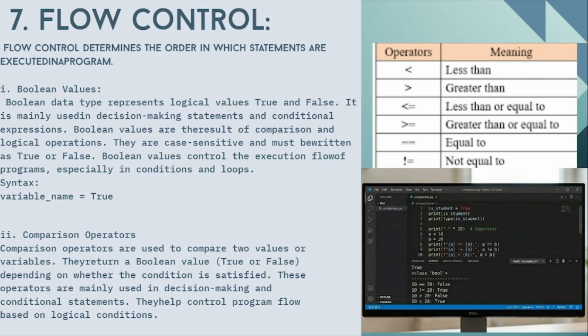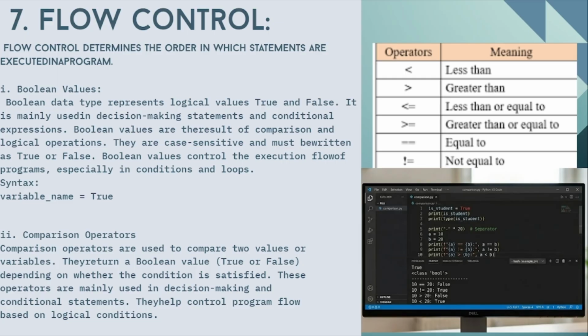If I print is student, the output will be true. Here you can see a is equal to 10, I assigned a value as 10. If I print a is greater than b, then it will return false, because a is not greater than b. That is only boolean values.